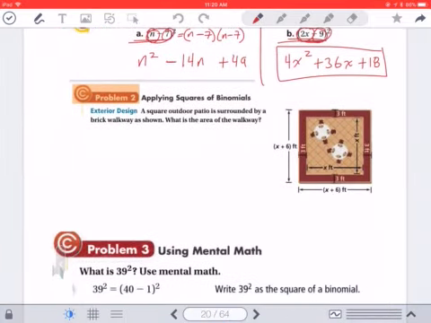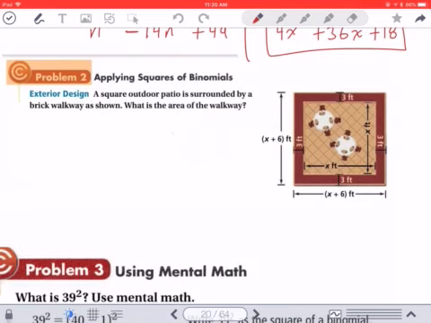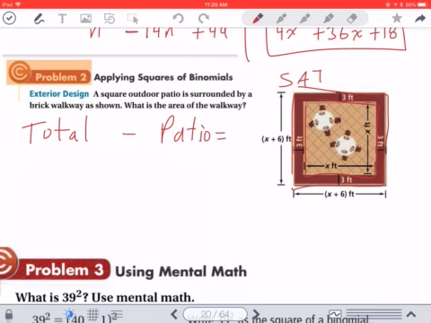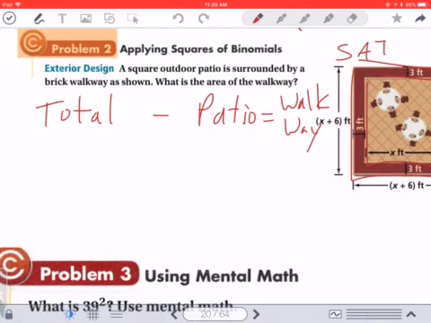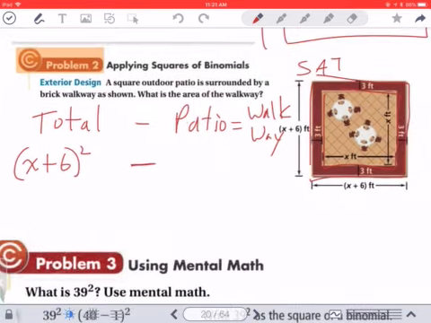Okay, moving on to an SAT-like problem. It says a square outdoor patio is surrounded by a brick walkway as shown. What's the area of the walkway? Well, the area of the walkway would be the total area minus the patio. So this would be the total minus just the patio would equal my walkway. So the total is going to be (x + 6) times (x + 6), which is (x + 6) squared. And the patio is just x times x, so that's going to be x squared.